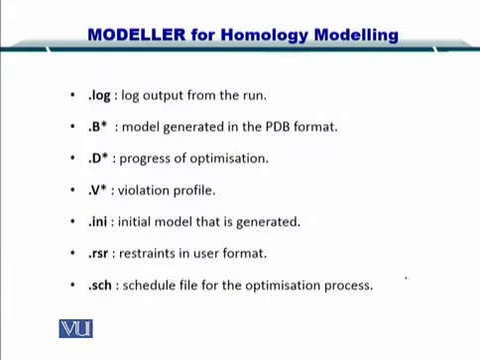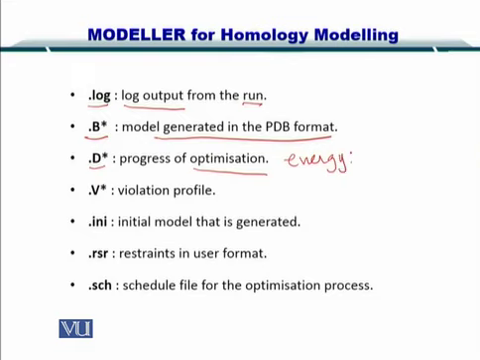Amongst the outputs, you have the .log file, which logs the output from the run, and the model generated in the PDB file. The progress of optimization is in the D file; optimization would be based on the energy optimization and rotamer configuration. The violation profiles are provided in the V file. The initial model that is generated, as I just mentioned, is in the INI file. The restraints which the user may impose on the predicted structure are in this file, and the schedule for the optimization process is given here. So these are some of the output files that are given out.